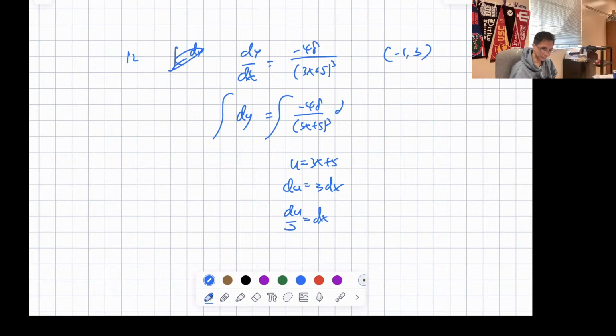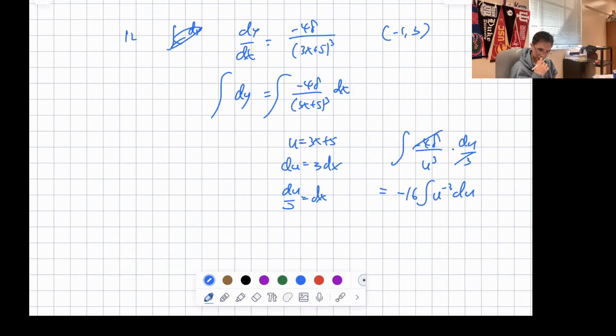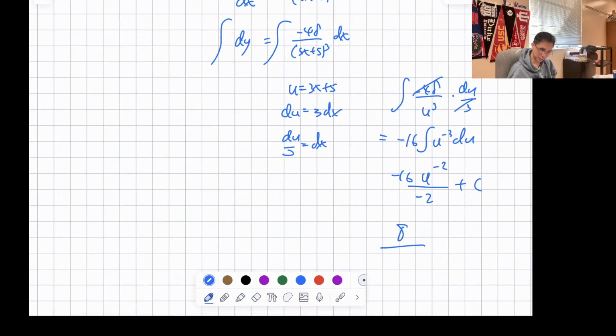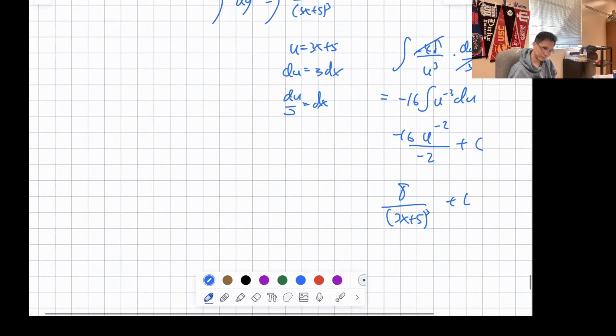Is that okay? So that'd be negative 48 over u to the third, and then du over 3. So this will cancel to be negative 16 times the integration of u to the negative 3 du. Is that okay? And that's going to be u to the negative 2 over negative 2, times negative 16, plus c. So it'll be 8 over (3x plus 5) squared plus c equal to f of x. Any question here?